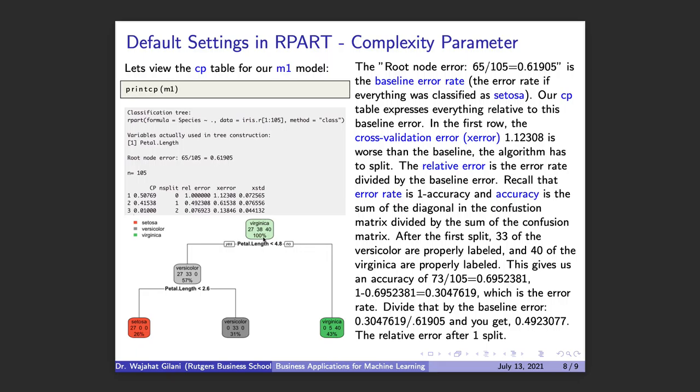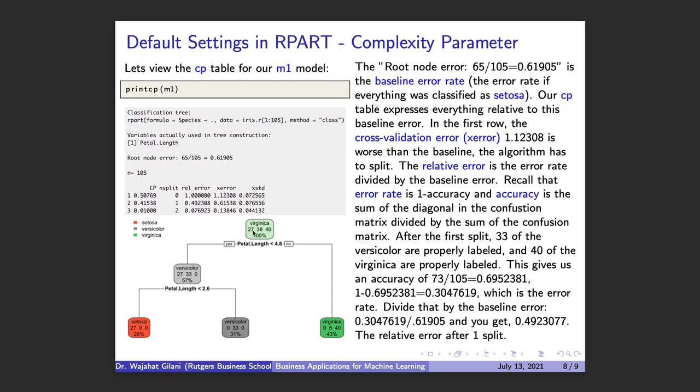And if the prediction was Virginica, that means there are 27 plus 38 misclassified flowers, right? That error, 65 up here, that's where we get the 65 from, divided by 105, the total amount of target data in that box in our original data. That is what the root node error is. That is our baseline error rate, the error rate if everything was classified as one class.